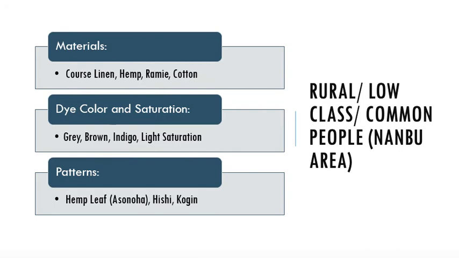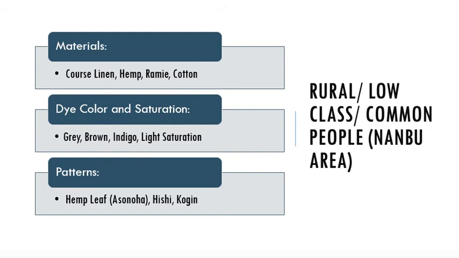Rural, low class, and common people around the Nanbo area had limited access to economic resources, and they were also low class people during the Edo period. The materials that they had access to were coarse linen, hemp, and rami, and then if they could afford it, they could also use cotton, but most of the time cotton was a little bit too fine for them.